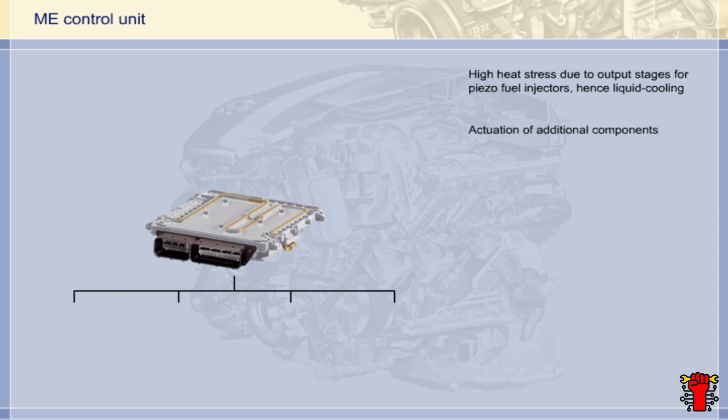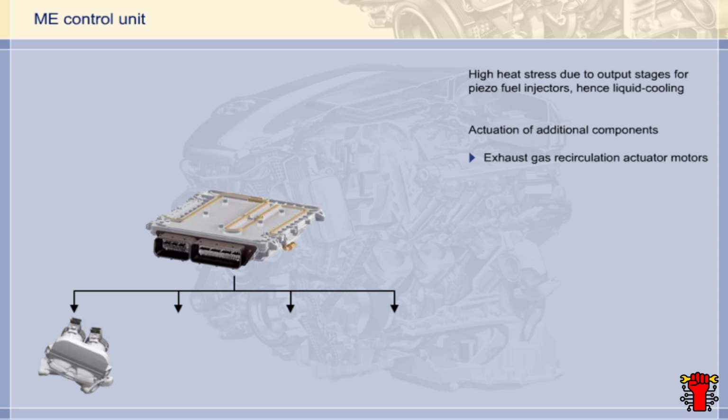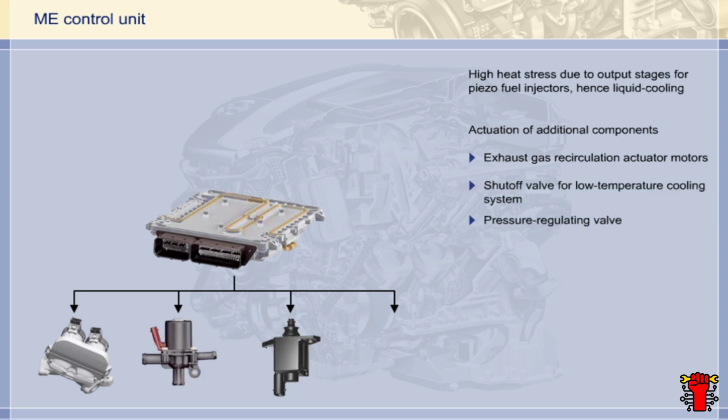On the DE engine, the control unit must also actuate a number of additional components. These are the actuator motors for external exhaust gas recirculation, the shut-off valve for the low-temperature cooling system, the pressure regulating valve, and the quantity control valve of the fuel system's high-pressure circuit.